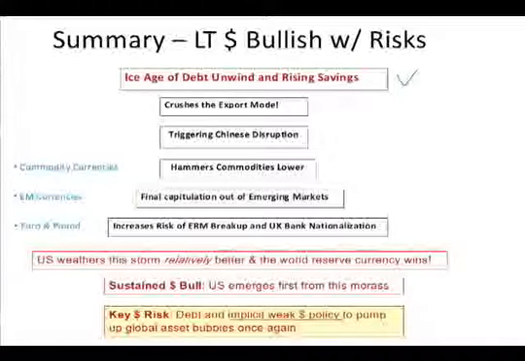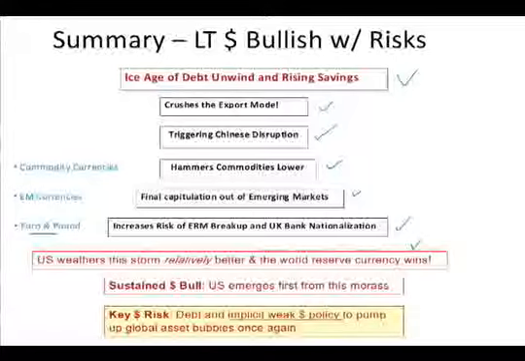Summary of what it's all about. Again, the ice age, unwinding of debt, and rising savings could potentially crush the export models. It could trigger some disruption in China. It could hammer commodities lower again, and I use the word could because the market will tell us whether or not all this plays out. If it does, in the emerging market currencies we're going to see another major capitulation out of the emerging stock markets, which again exposes the euro in a very, very big way, and exposes the pound because of the Eurozone banking system blending into the emerging market area.